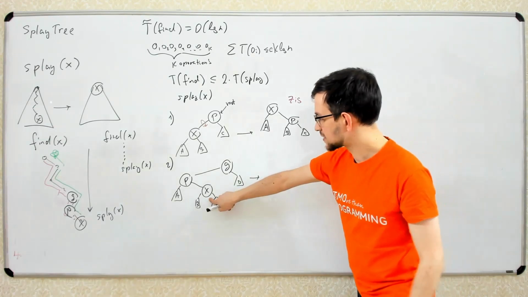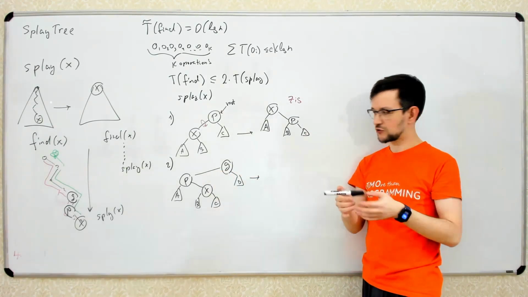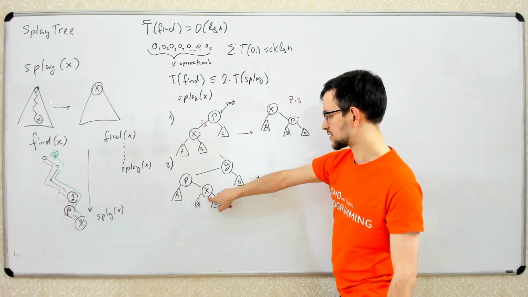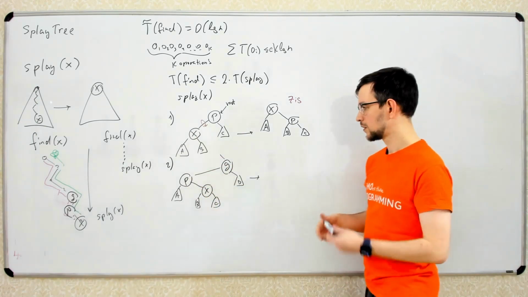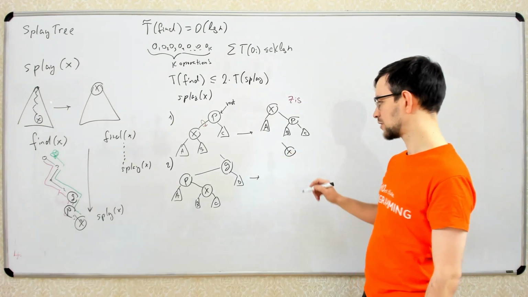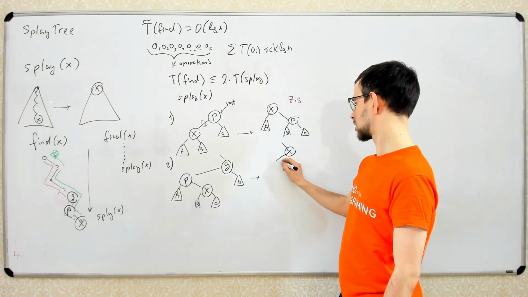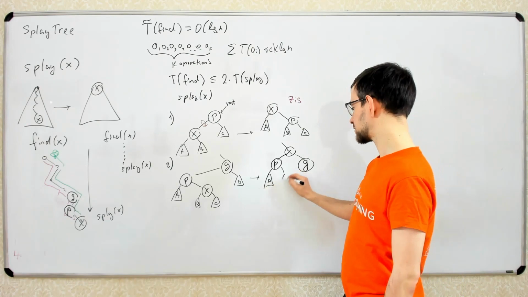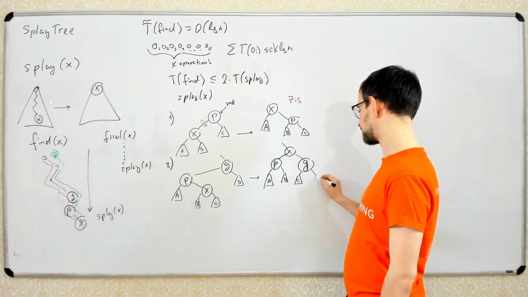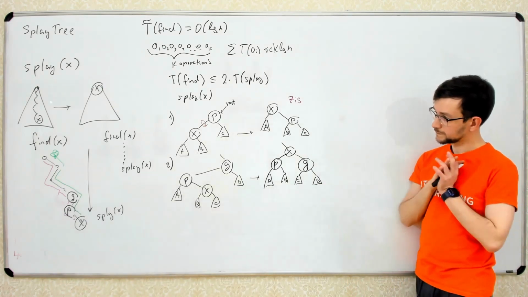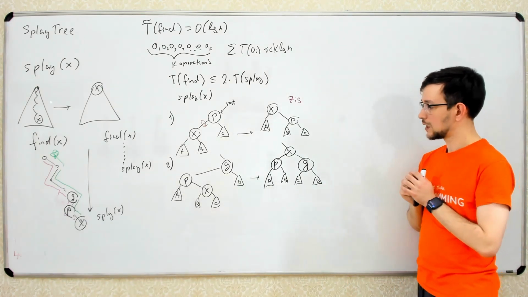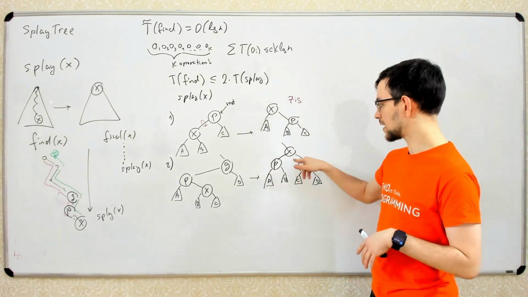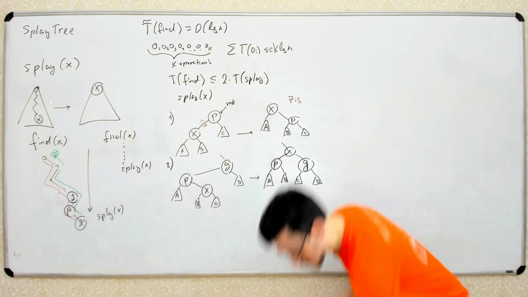Then how to make this X the root of this subtree? So this G is something here. So we need to make this X the root of this subtree. It's very simple. We make this X the root of this subtree. Now we need to put this P and G as the left and the right child of X. And here we put all other subtrees. That's all. Again, this is the same tree as this. It contains the same set of elements in the same order. But here, this X is the root of this subtree. That was the plan.